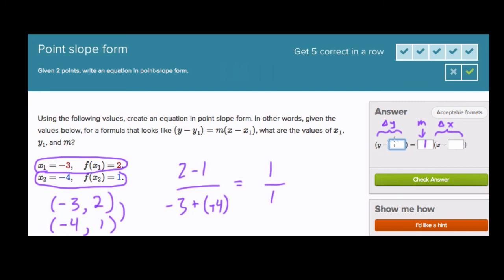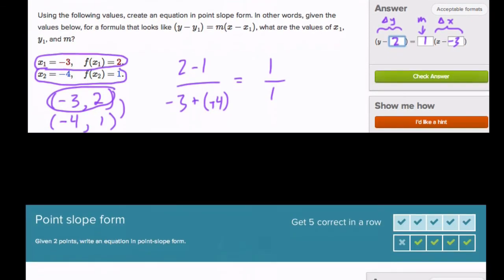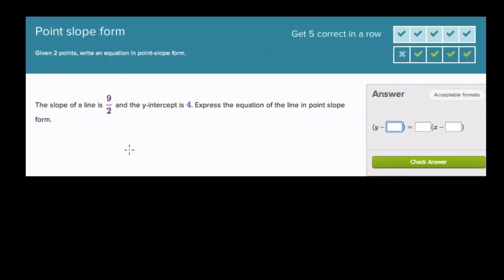And again, delta y refers to the difference of y and any y value, so I'll pick this point right here, and I'll put 2 in, the y value of that point, and then the x value of that point over here. And then the last you might get something like this.